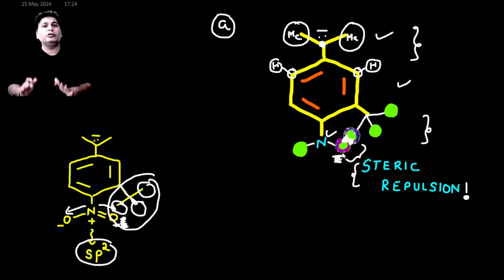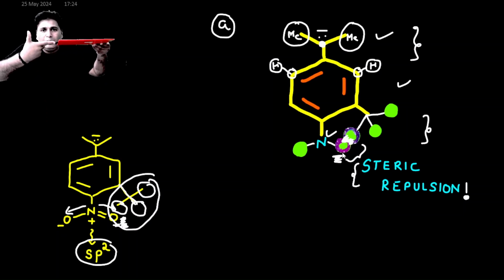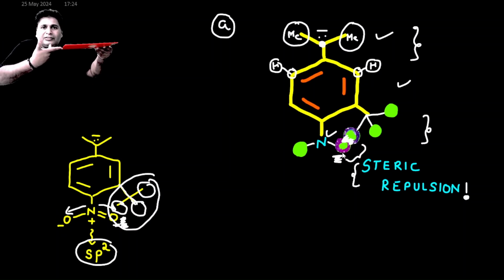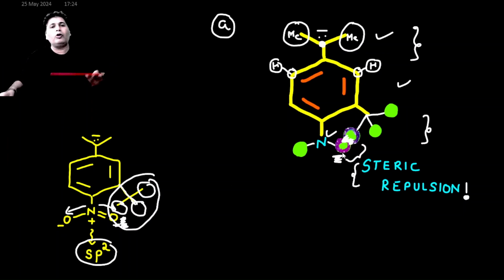In order to resolve that pain, it tries to go away from that bulky tertiary butyl group. This was NO2. Now instead of being parallel to the benzene ring, it turns like this. As it turns like this, the tertiary butyl group which is present in the neighborhood becomes far from the oxygen. Earlier it was like this, so there was a tussle. As it turns like this, the distance between the oxygen and the tertiary butyl group increases, and it gives relief to the system. The steric repulsion is reduced.